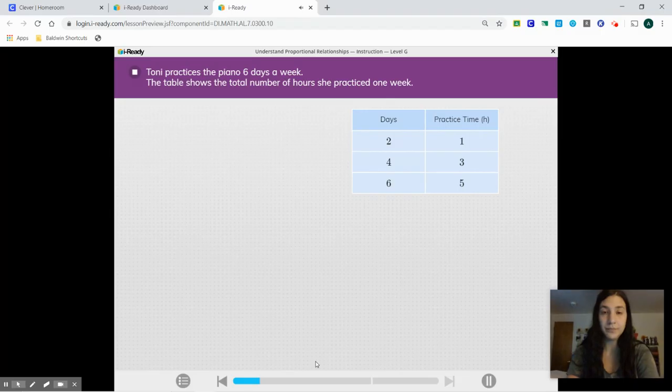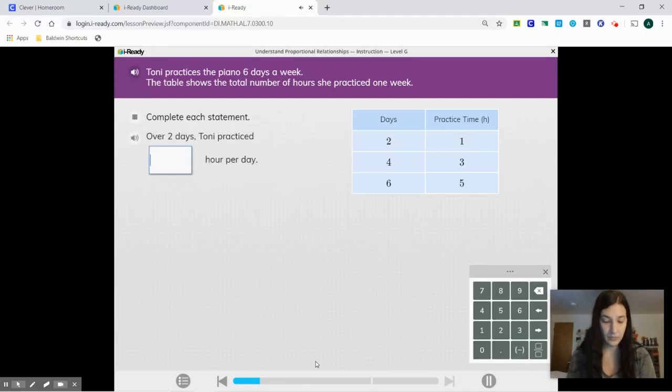Tony practices the piano 6 days a week. The table shows the total number of hours she practiced 1 week. Let's find out if she practiced the same amount of time each day. Complete each statement. Okay, so we want time practiced per day. So our chart's backwards here. So this is our y and this is our x.